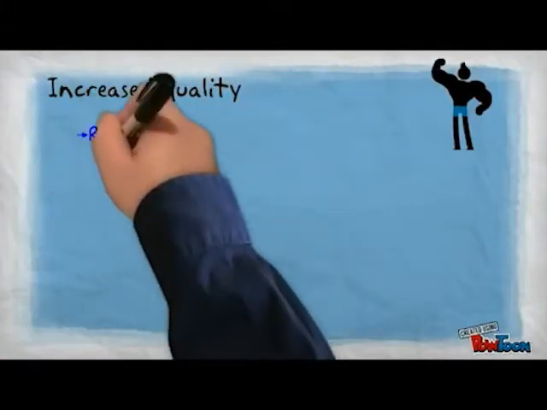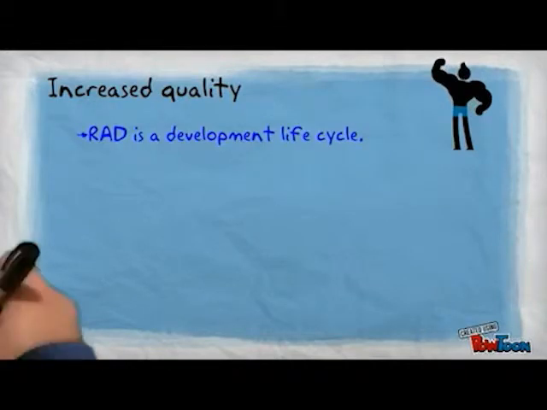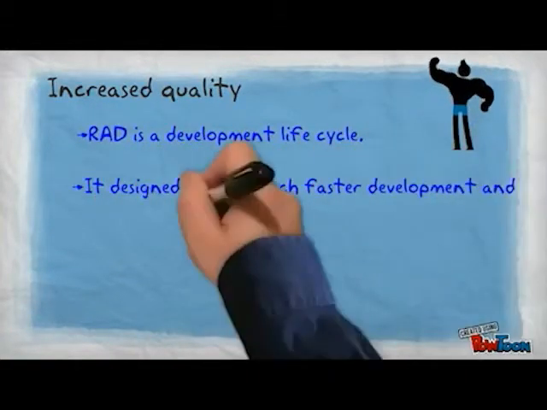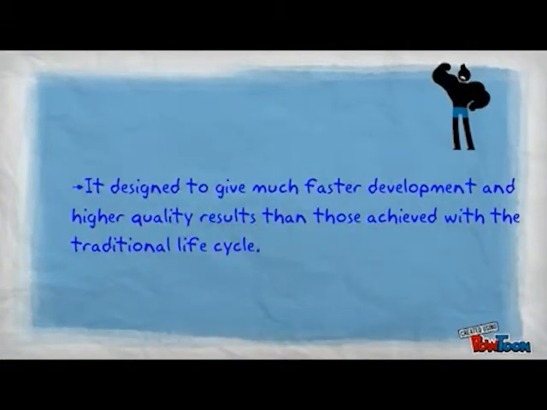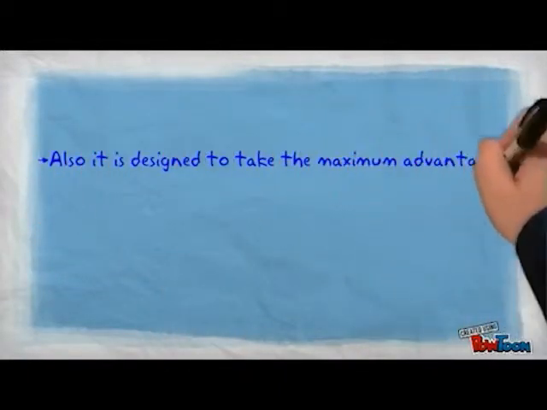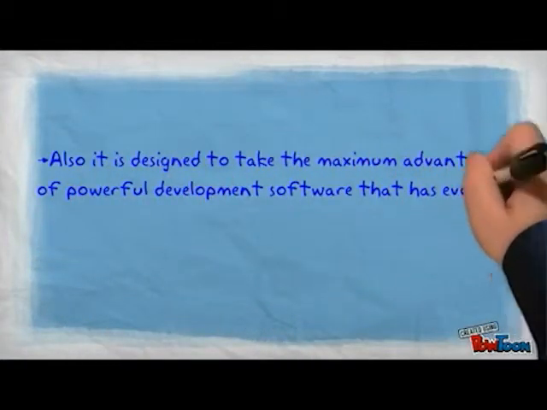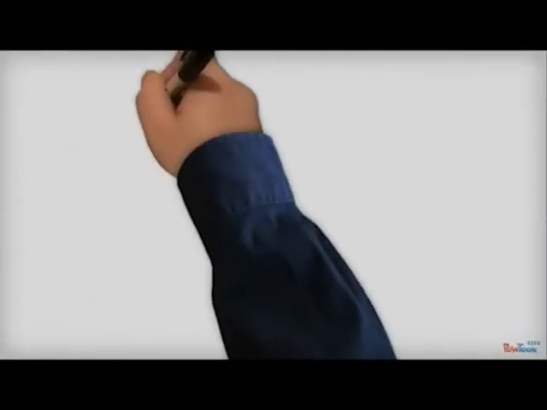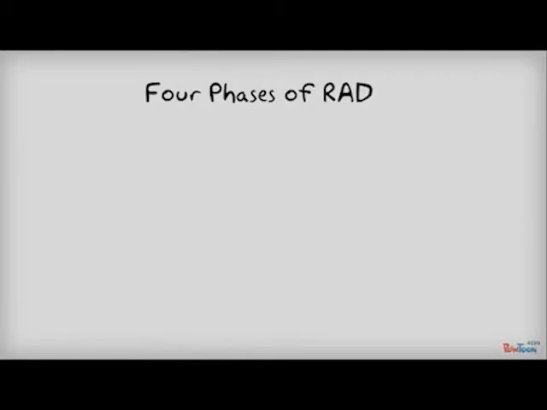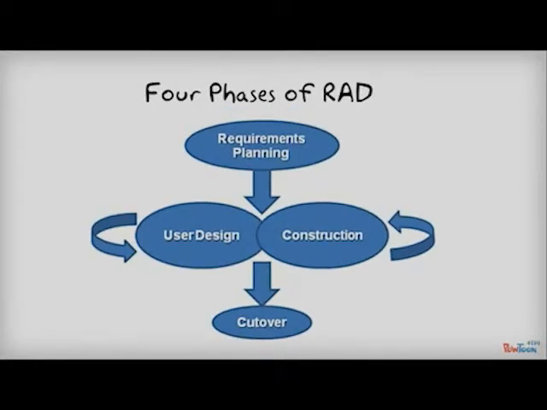Increased quality. Rapid application development is a development life cycle. It is designed to give much faster development and higher quality results than those achieved with the traditional life cycle. Also, it is designed to take the maximum advantage of powerful development software that has evolved recently. There are four phases of rapid application development methodology. They are requirements planning phase, user design phase, construction phase, and cutover phase. Generally, user design phase and construction phases are iterative.